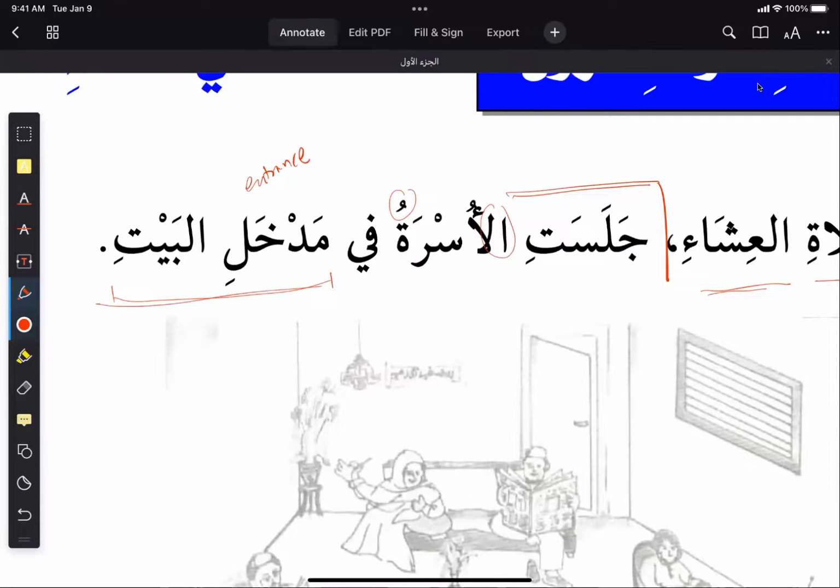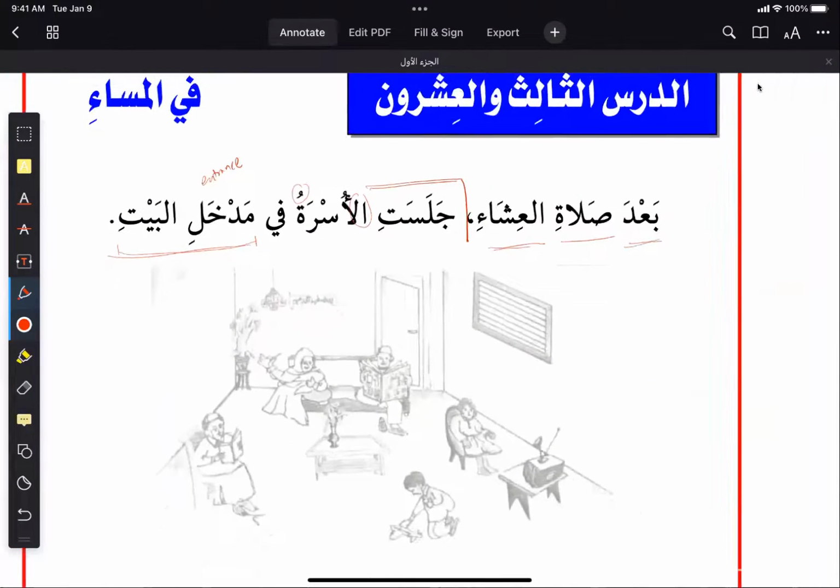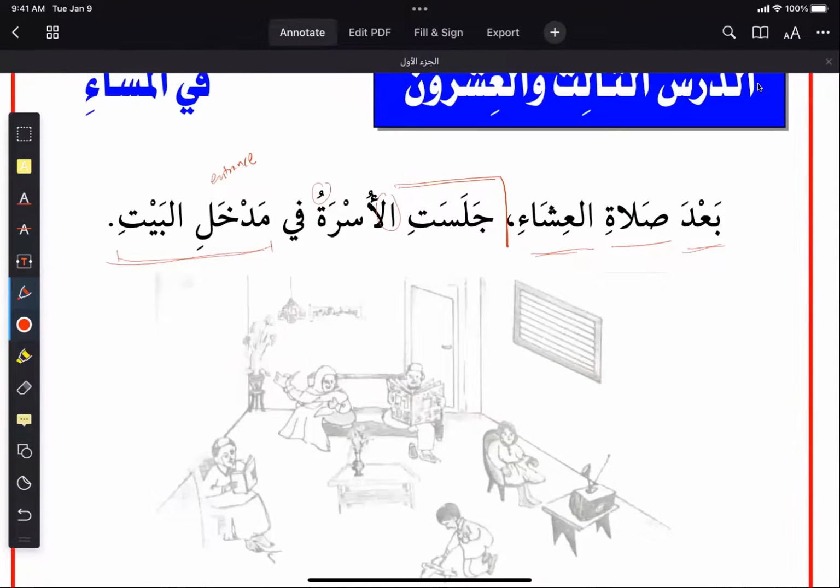So when you say مدخل البيت, it is the entrance of the house, but what they refer to is, I don't remember the exact English word. Some houses, especially big houses, have it. It's not quite a living room. Before, they have this place where people can sit. So after the Isha prayer, the family sat in the front of the house or entrance of the house.